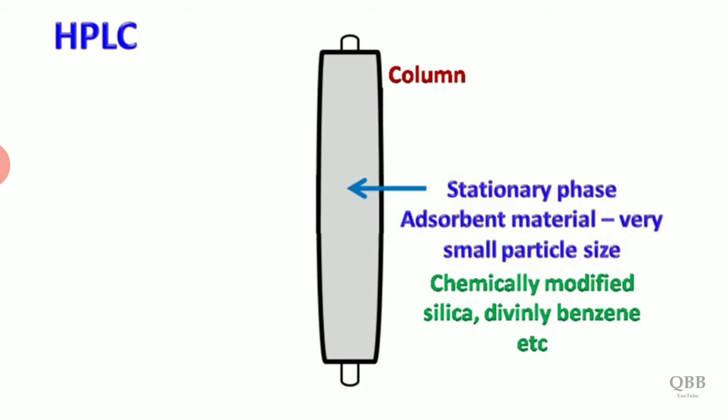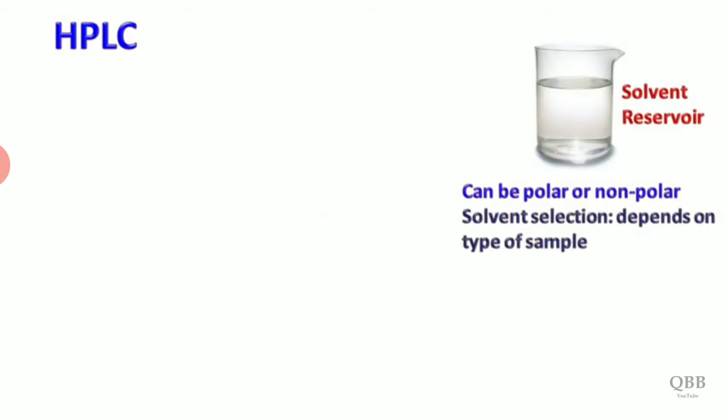For the stationary phase, as we have seen earlier, there is an adsorbent material which has a very small particle size. It could be chemically modified silica or divinyl benzene, for example. These are some of the stationary phases which are tightly packed inside the column, and because of the small particle size we get a larger surface area.